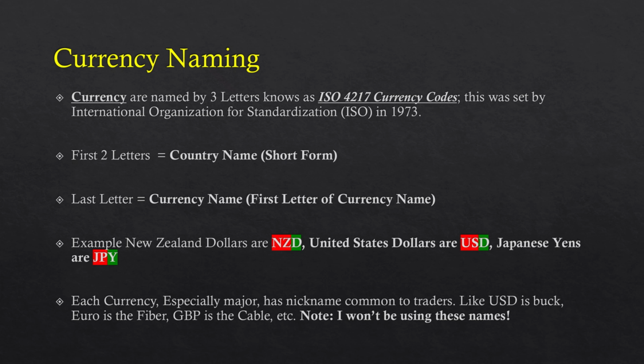Each currency, especially the major currencies, has a nickname that is common to most traders. For example, USD is known as the buck, the euro is known as the fiber, and the Great Britain pound is mostly known as the cable. And we have many nicknames among the traders. But we won't be using these names in our videos, so you are free to do some Google research and inform yourself about them.